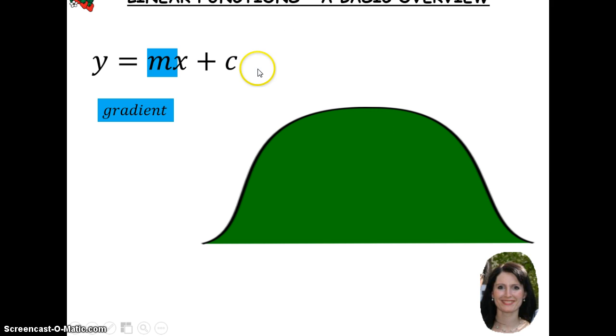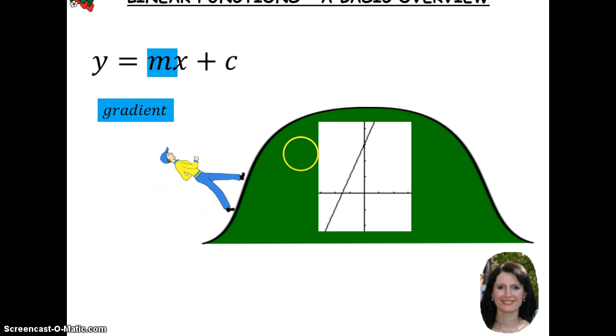Now let's look at gradient. Let's have a think about what the gradient actually means. So just say you're walking up a hill. That is represented by the graph here. The line goes from left to right. It looks like you're walking up a hill. That's a positive gradient, going up.